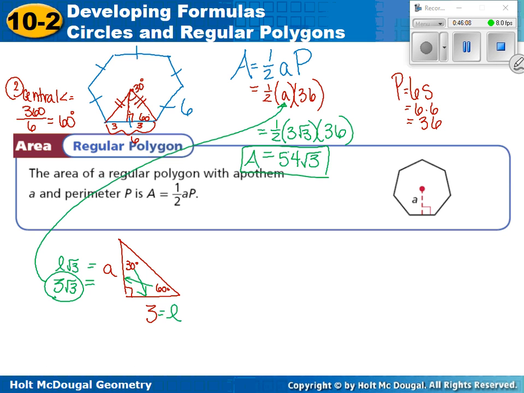And is that the same answer we got when we did the 6 equilateral triangles? 54 square roots of 3. So if you work a problem that's not a hexagon, or you choose not to do the shortcut way, if it's a hexagon and you do it the long way, or it's a heptagon, octagon, dodecagon, decagon, and it turns out to be a special right triangle, this is what you're doing. You need your apothem, you need your perimeter. 1/2 of that is your answer. Any questions?